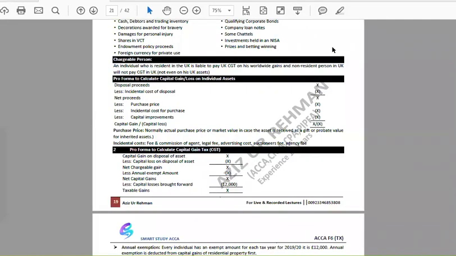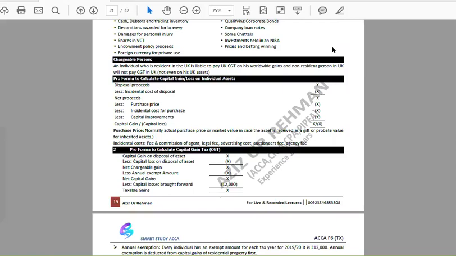We have started capital gains tax in our last class, and we have learned the calculation of capital gains tax. Today we are going to cover the remaining areas. We are going to discuss different cases, different situations, and we will learn how to calculate gain or loss in different circumstances and scenarios.